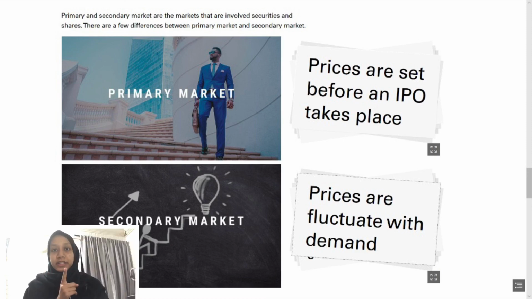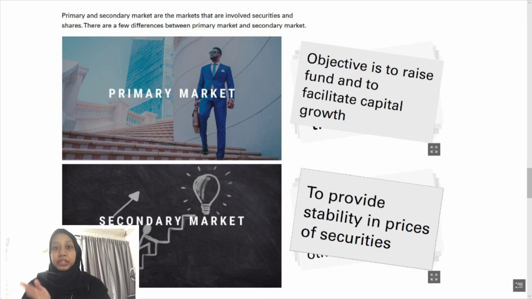Last but not least, the objective of primary market is to raise funds and to facilitate growth, as the money from the investment will be used for the growth of the company. While secondary market is to provide stability in prices of securities, which can help small investors out there.